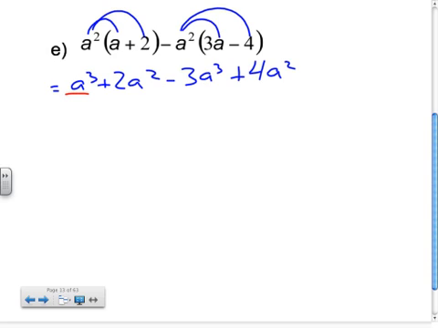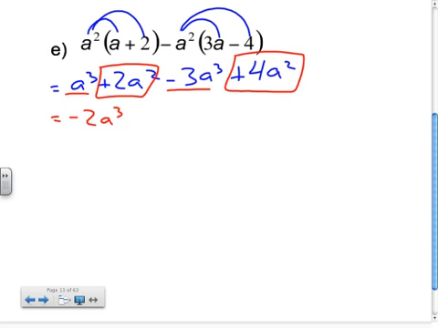So I have a cubed minus 3a cubed. A cubed minus 3a cubed is negative 2a cubed. Then I have positive 2a squared, positive 4a squared. Positive 2a squared and positive 4a squared make a positive 6a squared, and that's as far down as I can go because I can't combine them any further. My exponents are different. Again, I think this is stuff that you're already familiar with.